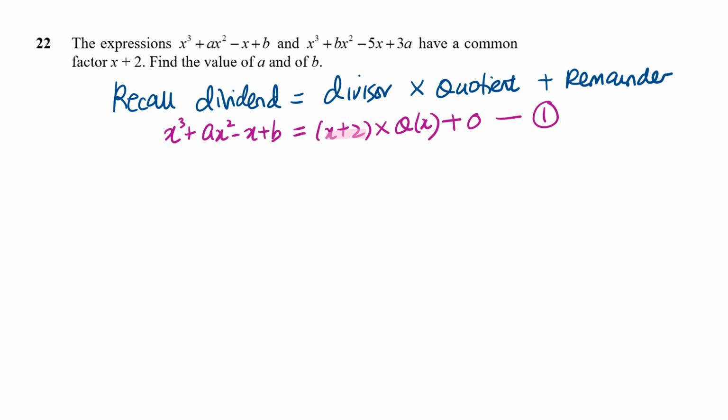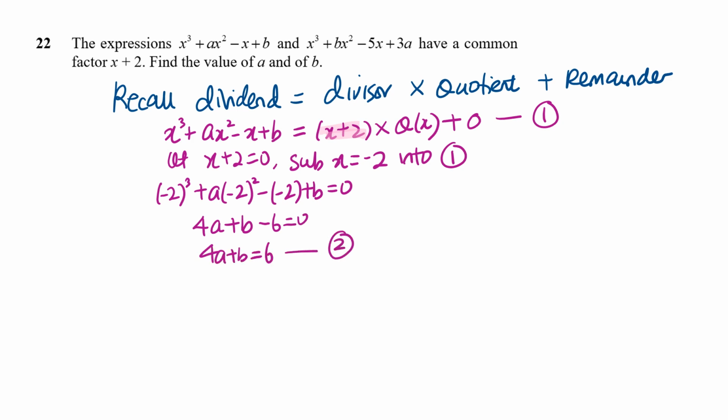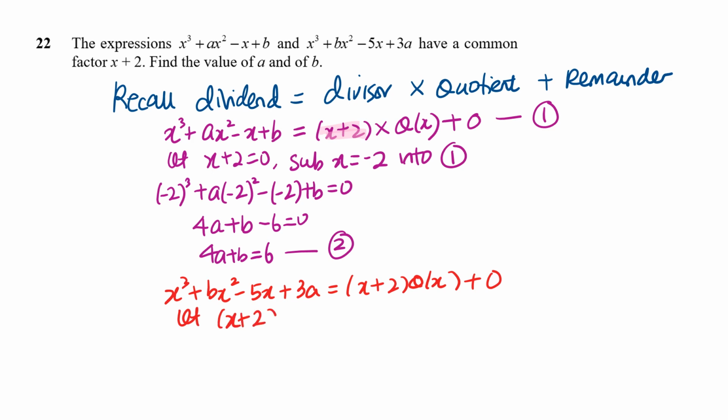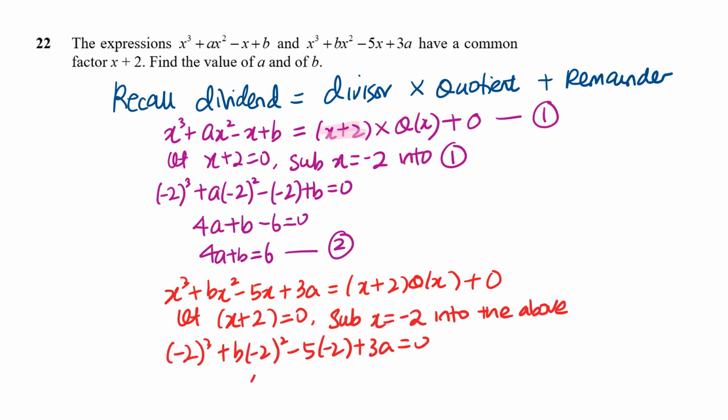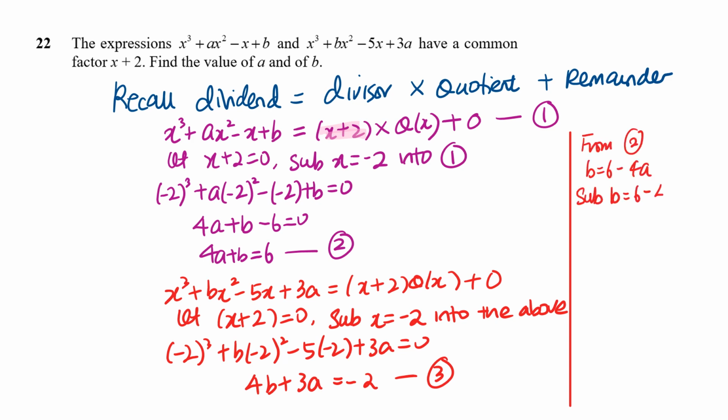So using the factor theorem here, you substitute x plus 2 equals 0, which means you substitute x to be negative 2 to generate the first equation. And then for the other dividend, likewise, substitute x equals negative 2, generate a second equation. Then just solve them simultaneously to get the values of a and b. So this question is pretty straightforward, just that you have to be careful with the algebraic manipulations because it's quite easy to make mistakes.